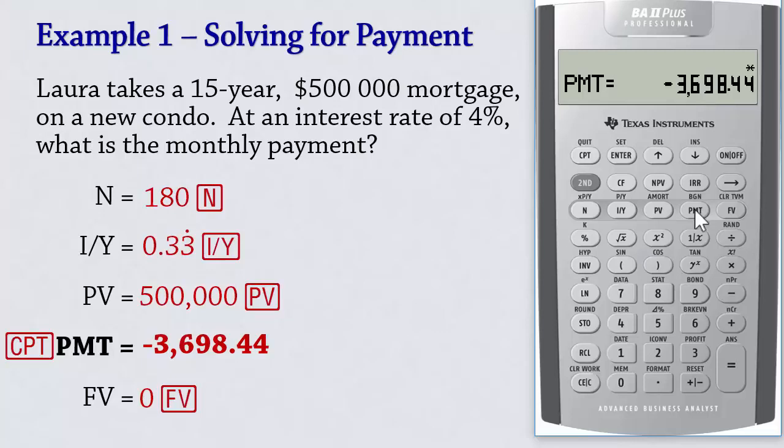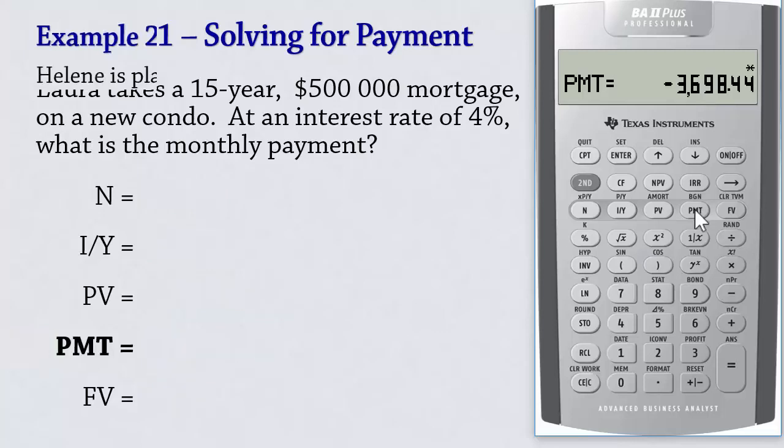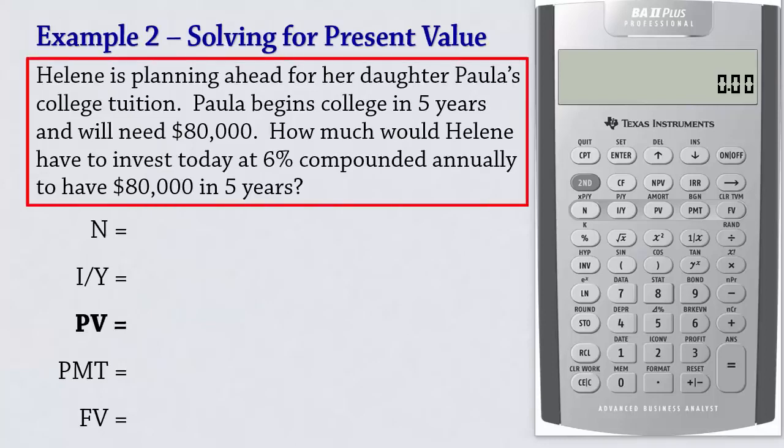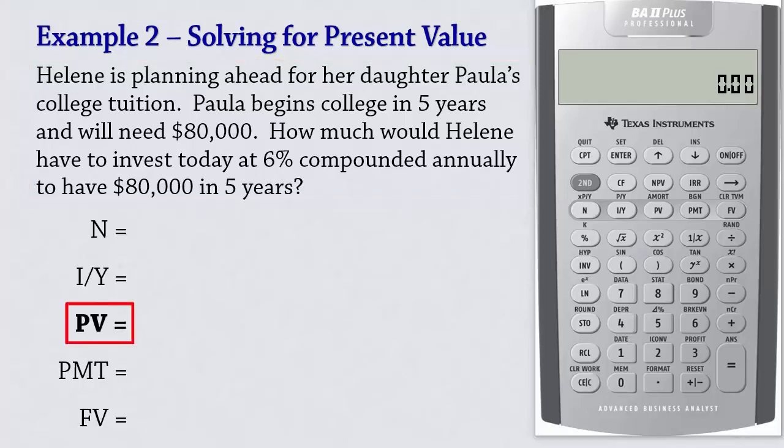The next example shows how to solve for present value. Helen is planning ahead for her daughter Paula's college tuition. Paula begins college in 5 years and will need $80,000. How much would Helen have to invest today at 6% compounded annually to have $80,000 in 5 years? This is a compound interest problem where the present value is required.